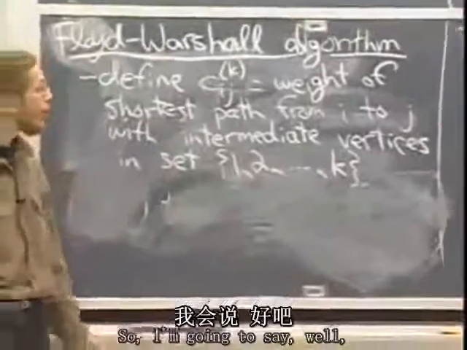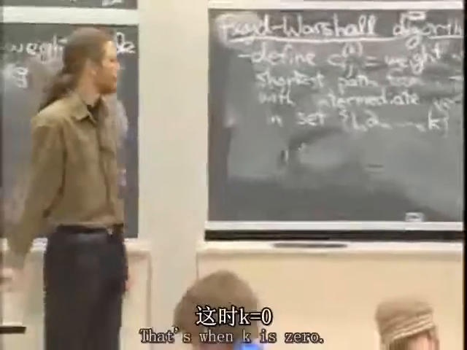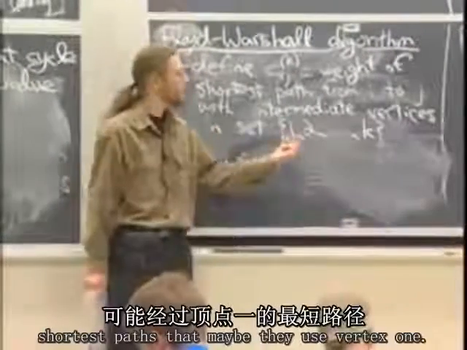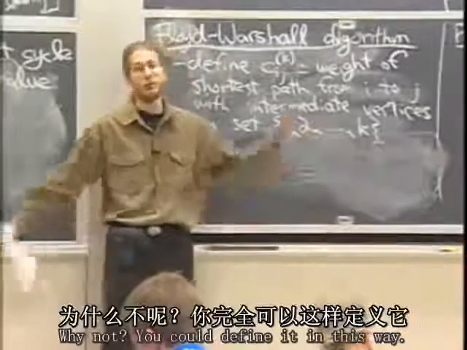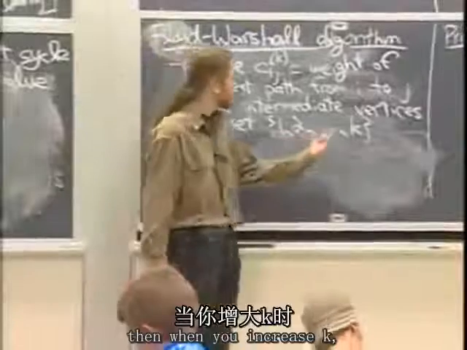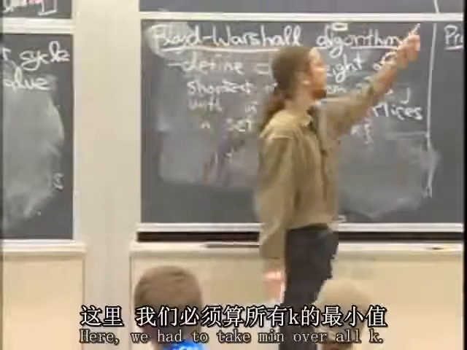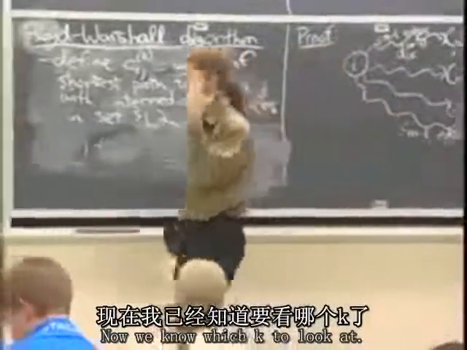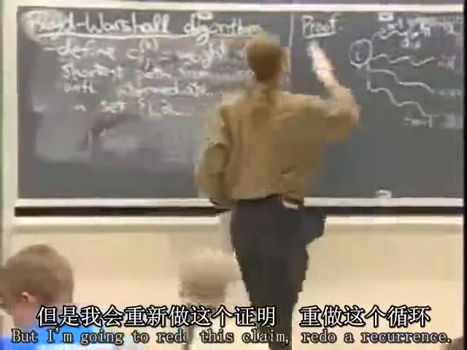So I'm going to say, well, first think about the shortest paths that don't use any other vertices. That's when k is like 0. Then think about all the shortest paths that maybe they use vertex 1. And then think about the shortest paths that maybe use vertex 1 and vertex 2. Right? Why not? You could define it in this way. Turns out, then when you increase k, you only have to think about one new vertex. Here we had to take a min over all k. Now we know which k to look at. Okay, maybe that makes sense. Maybe not quite obvious yet. But I'm going to redo this claim.